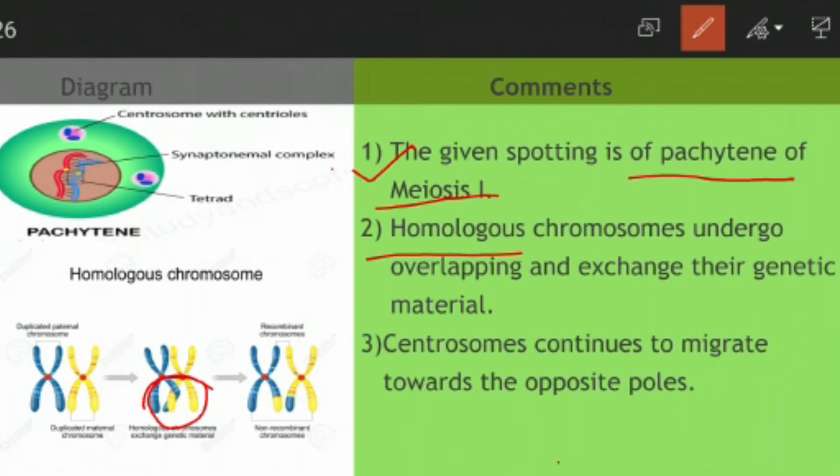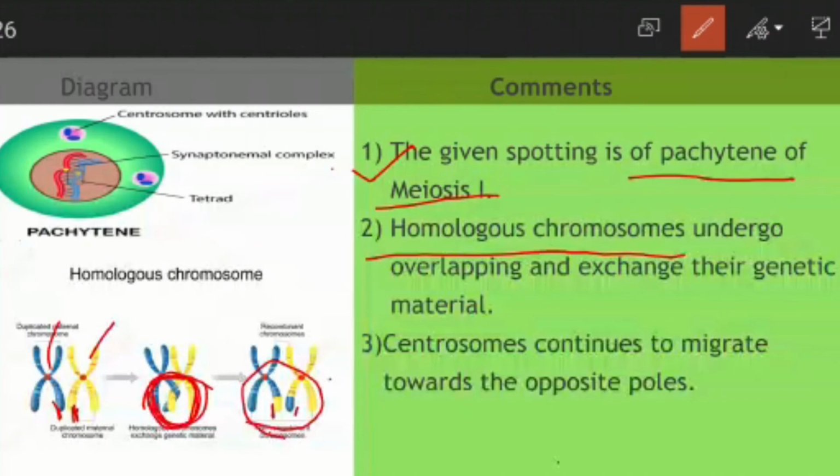Here the homologous chromosomes, this is one chromosome, this is another chromosome. Actually the non-sister chromatids, non-sister chromatids means this chromatid and this chromatid, undergo overlapping or crossing over. They undergo coiling and they exchange the genetic material. Can you see in this diagram? In this diagram, the yellow part of this chromosome is coming here and the blue part of this chromosome is coming here.